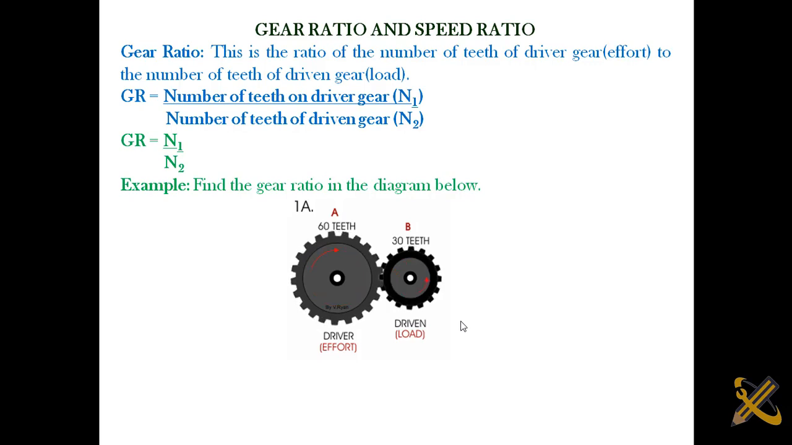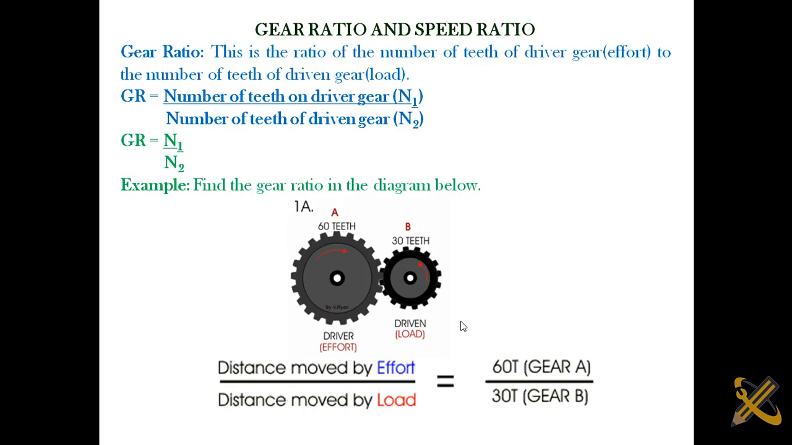So back to gear ratio. What's the answer for this particular question now? This is distance moved by effort over distance moved by load, that is 60 over 30, that is gear A, which is the driver, all over the driven. The answer is 2:1. So that is that about that.